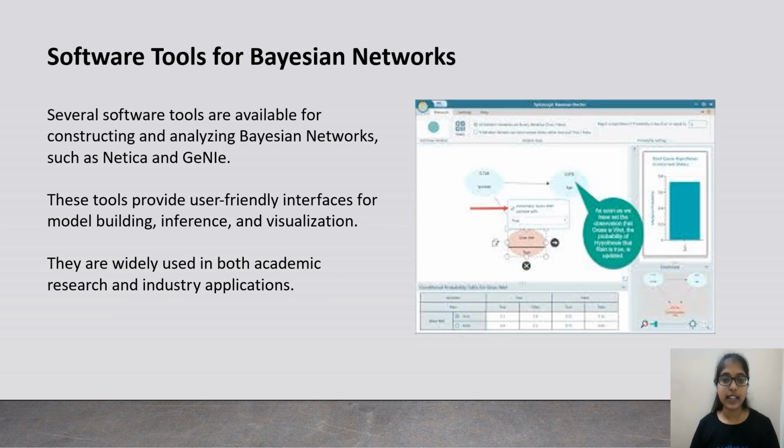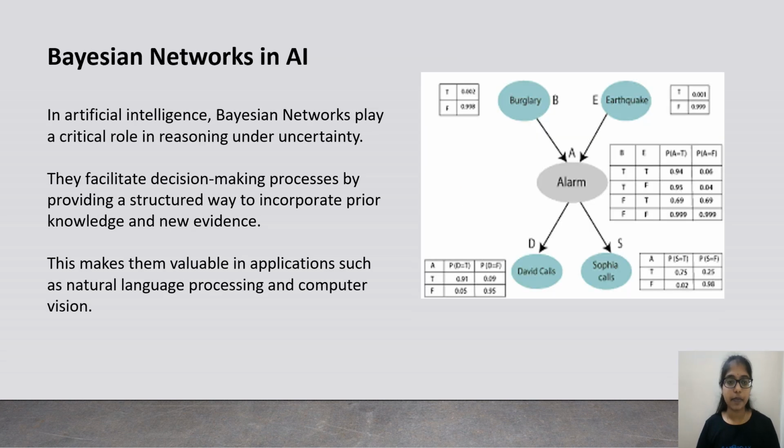Software tools for Bayesian networks. Several software tools are available for constructing and analyzing Bayesian networks, such as Netica and GeNIe. These tools provide user-friendly interfaces for model building, inference, and visualization. They are widely used in both academic research and industry applications.